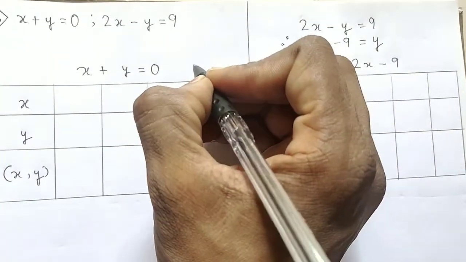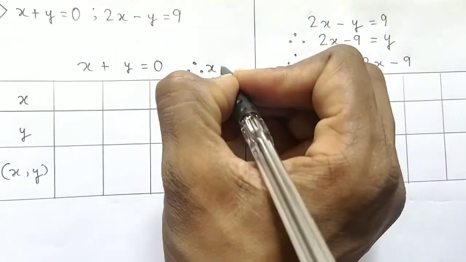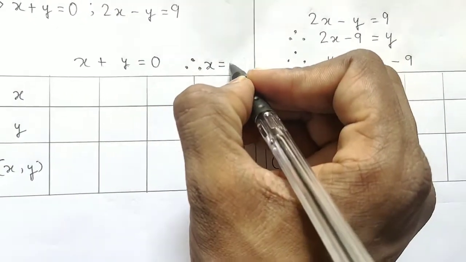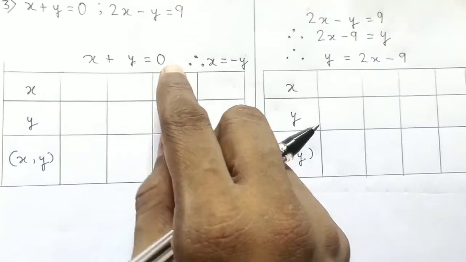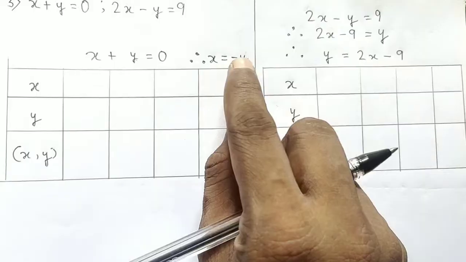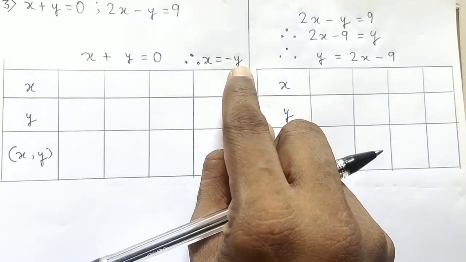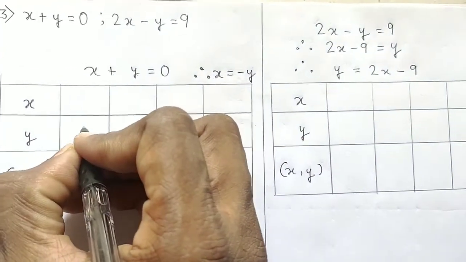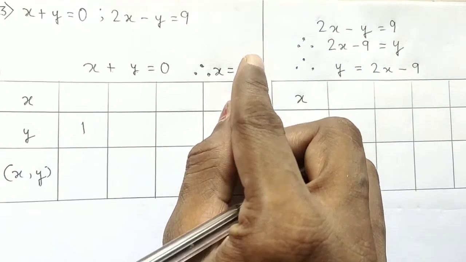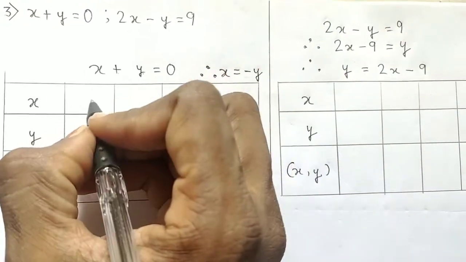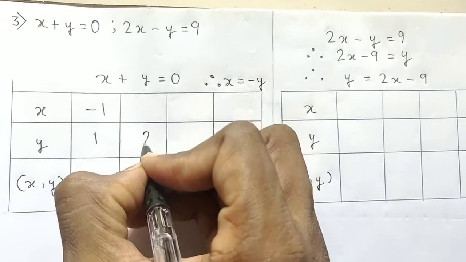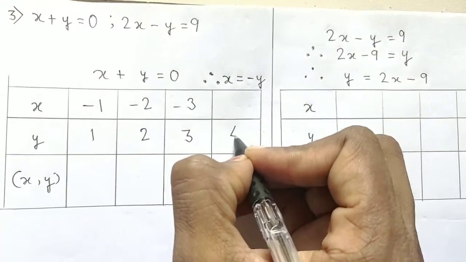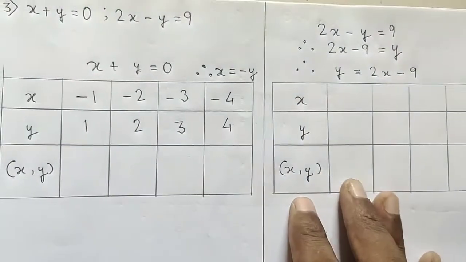Why? Let us see. This equation can be written as x is equal to, now see, plus y we are transferring to the right hand side, so it becomes minus y, and 0 means nothing. So what you got, x is equal to minus y. So whatever value of y you take, you have to take the negative of that. Suppose I am taking y value 1. So if y is 1 here, x is equal to minus 1. If I am taking y value 2, I will get minus 2. If I am taking 3, I will get minus 3. Similarly for 4, I will get minus 4.